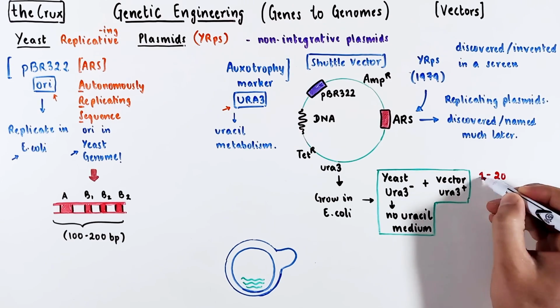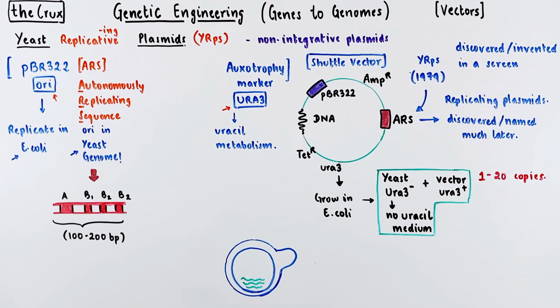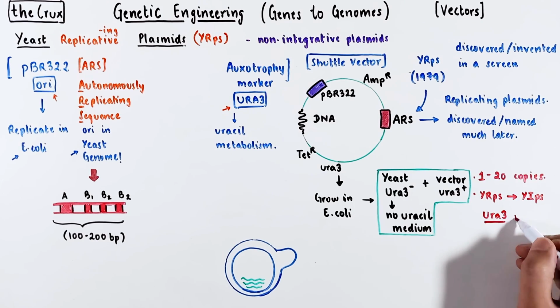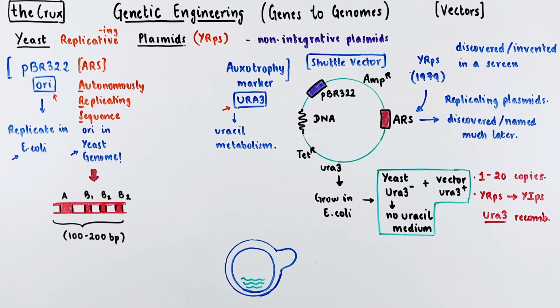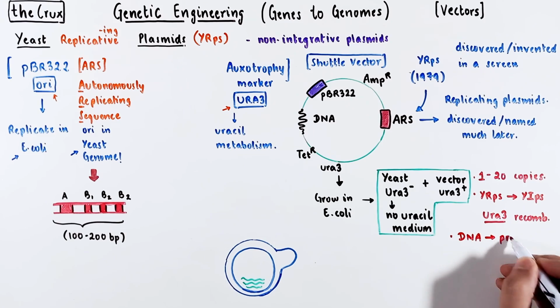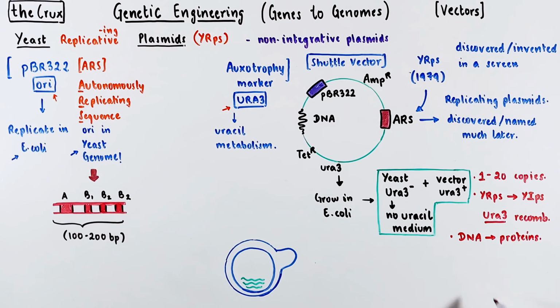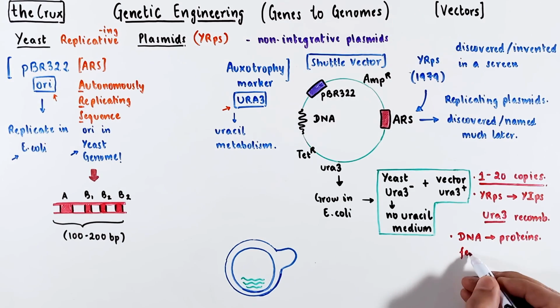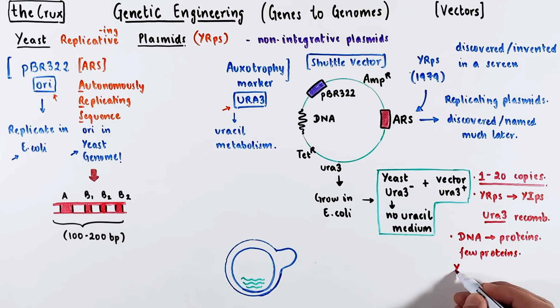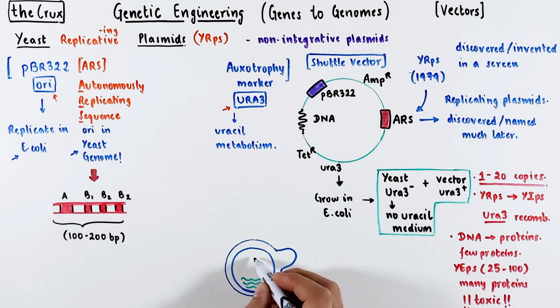Replicating plasmids are typically found in low copy numbers. They can also over time become integrative because of the homology through the URA3 gene or any other piece of DNA in the vector. The replicating plasmids are nice if you are trying to insert DNA that eventually makes proteins. The low copy number means not a lot of proteins can be made. Compare this to episomal plasmids where the copy number is somewhat high, meaning a lot more proteins can be made. And sometimes having a lot more proteins can be toxic to the cell. So replicating plasmids can be useful in such cases.